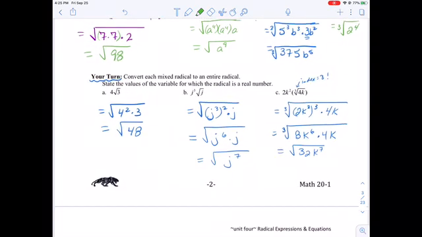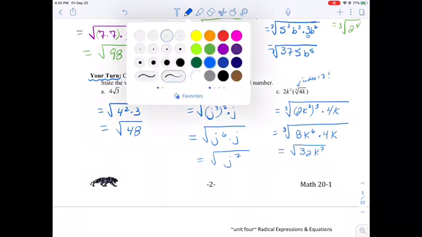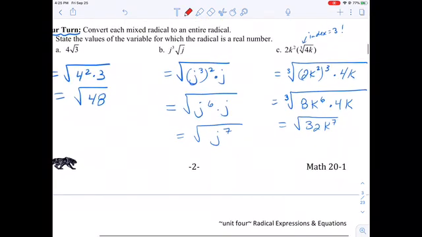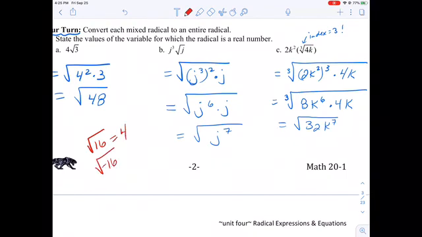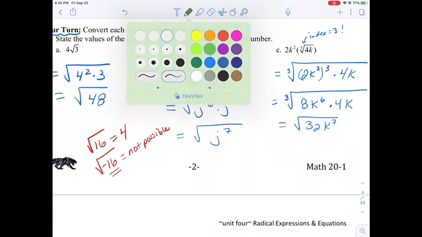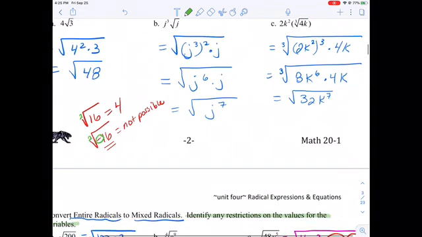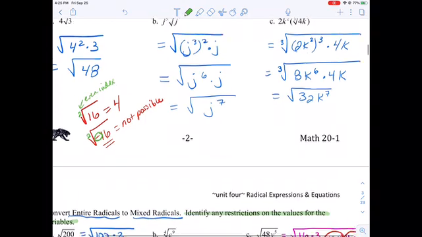So let's talk about restrictions on variables. What the heck does that even mean? All right, when we talk about restrictions on variables for radicals, I know, for example, that I can take the square root of 16, and that is 4. But can I take the square root of negative 16? Indeed, I cannot. Not possible. And that's because there's no number that I can multiply by itself twice to give me a negative 16. Okay, my index here is even. Okay, so I cannot have a negative under an even index.